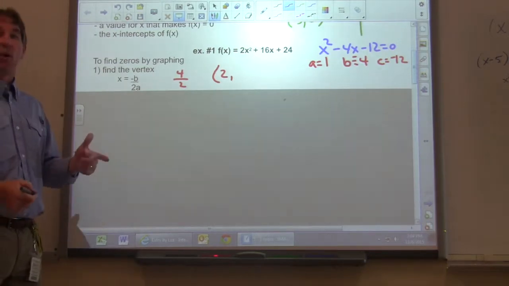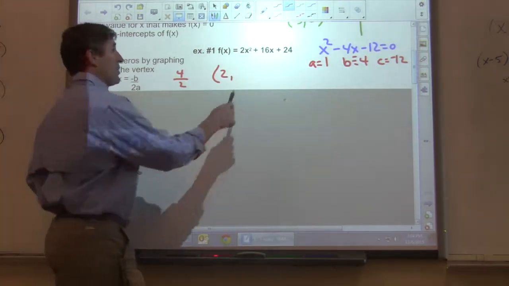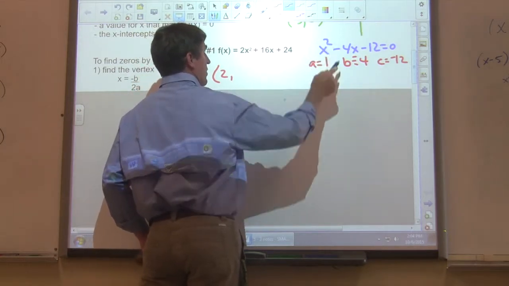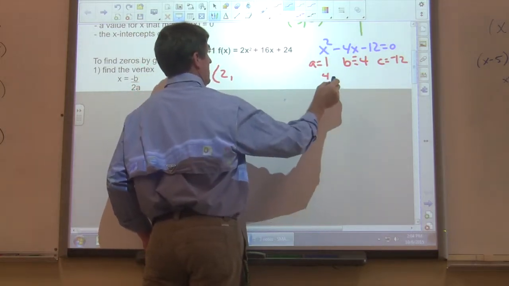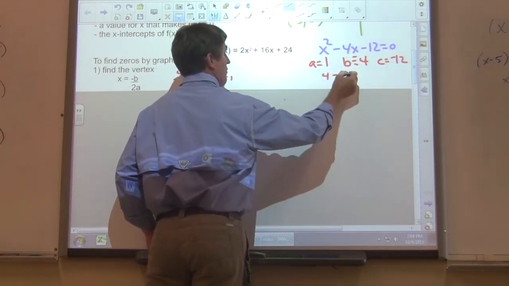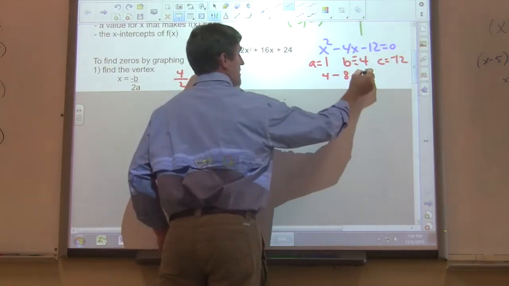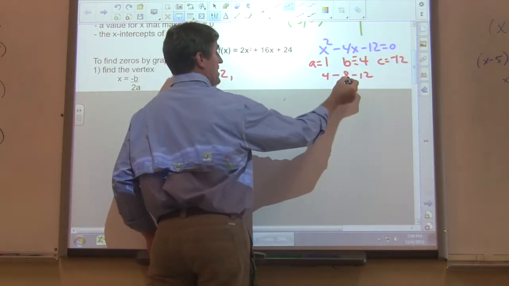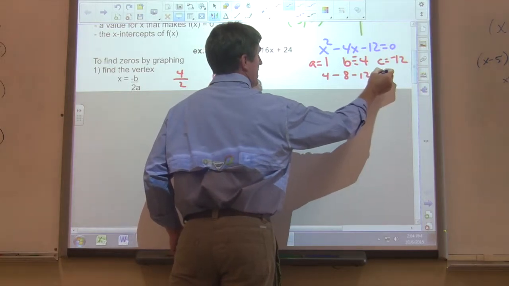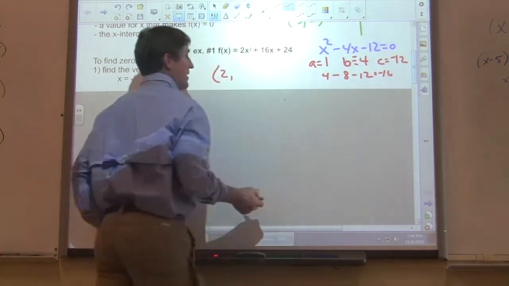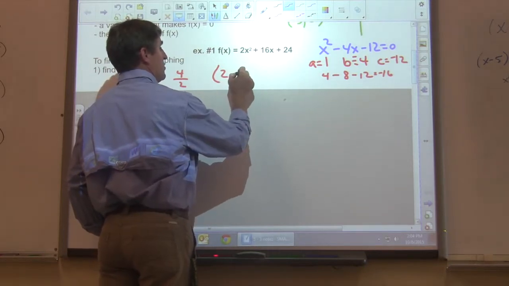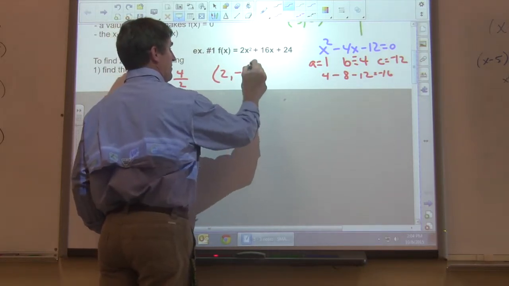Now we have to find the y value. So what we're going to do is just plug in the numbers. 2 squared is 4. 2 times negative 4 is a negative 8, or 4 minus 8, minus 12. So 4 minus 8 is a negative 4, minus 12 is a negative 16. And so I know that my vertex is at 2, negative 16.